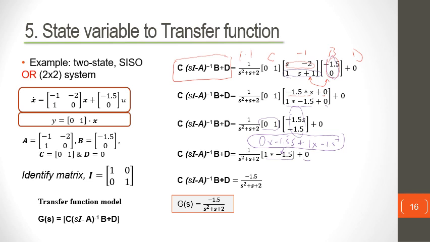And so it means our transfer function finally becomes negative 1.5 on top, and at the bottom the equation becomes S squared plus S plus 2. So this is the transfer function. So we have successfully been able to convert this state space representation into a transfer function representation. And the way we do it, we have said, is to use this computation that shows how you can compute the transfer function using the A, B, C, D matrix and the identity matrix.